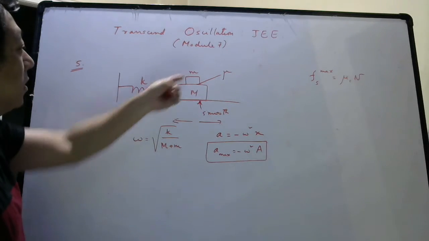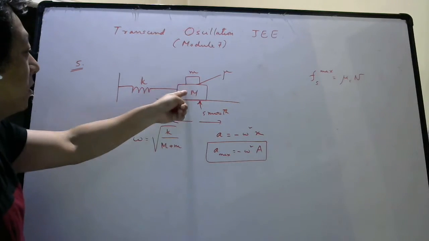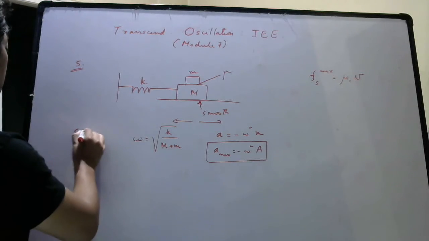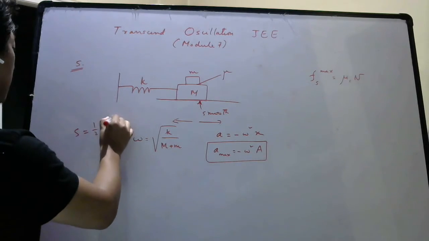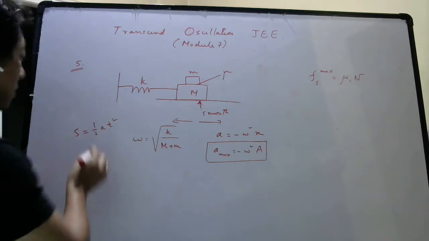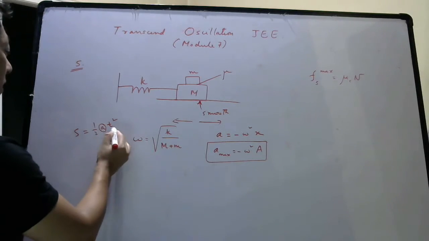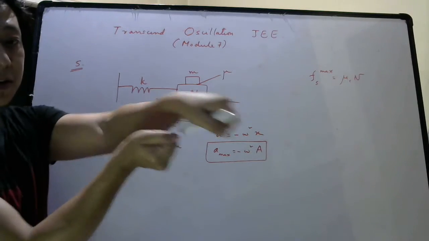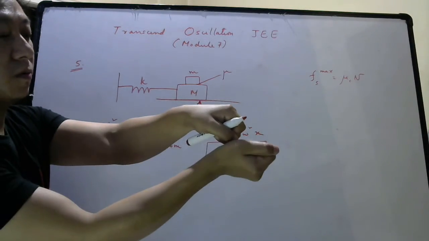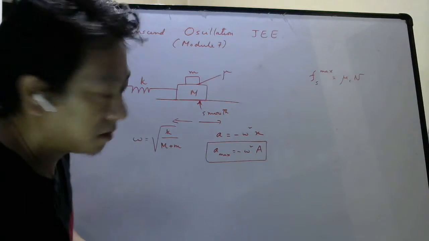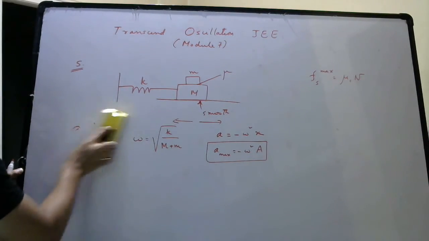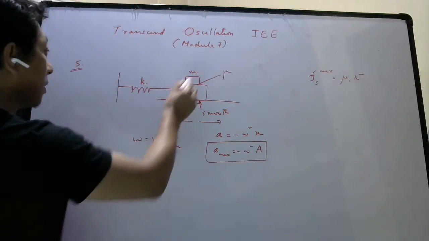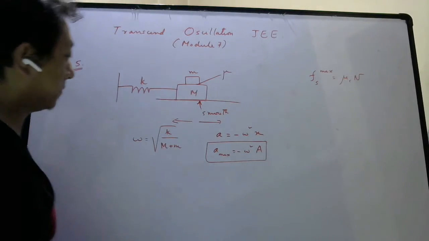Otherwise, what will happen? This will have a different acceleration, which means this will have a different displacement, because displacement after time t is half a t square, if I assume initial velocity 0. So if acceleration is different, then at the same time displacements will be different. If one goes 1 centimeter, the other may go half a centimeter. So there will be relative slipping, which they don't want. So both of them should have the same acceleration.